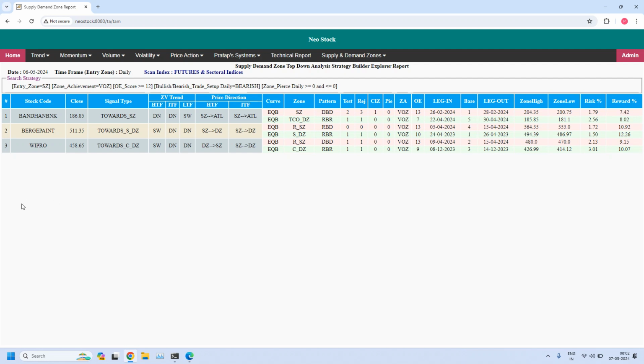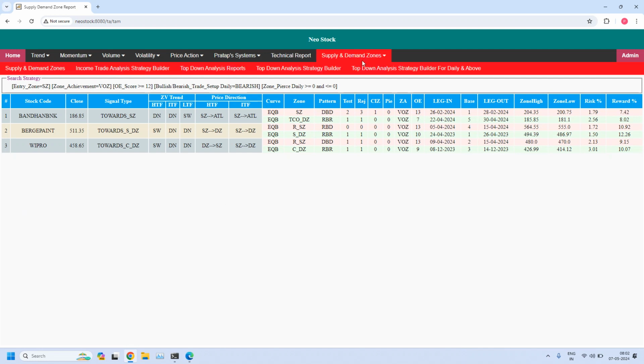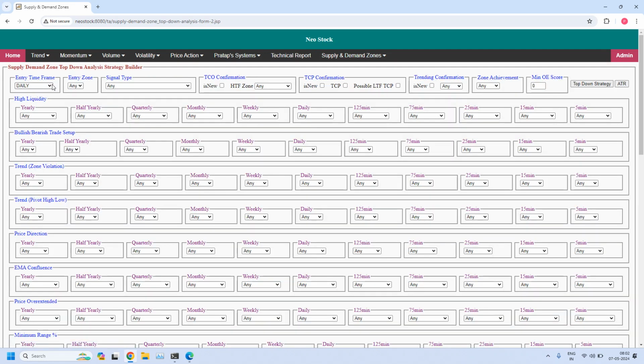Okay. So now let us generate bullish and bearish trade setups for weekly income trade. For weekly income trade, entry time frame is 75 minutes. First report: we are generating bullish trade setup. So demand zone I am selecting. And in bullish or bearish trade setup, this time in 75 minutes time frame, we are selecting the value bullish. And also we need to set 3 filters for 75 minutes time frame.